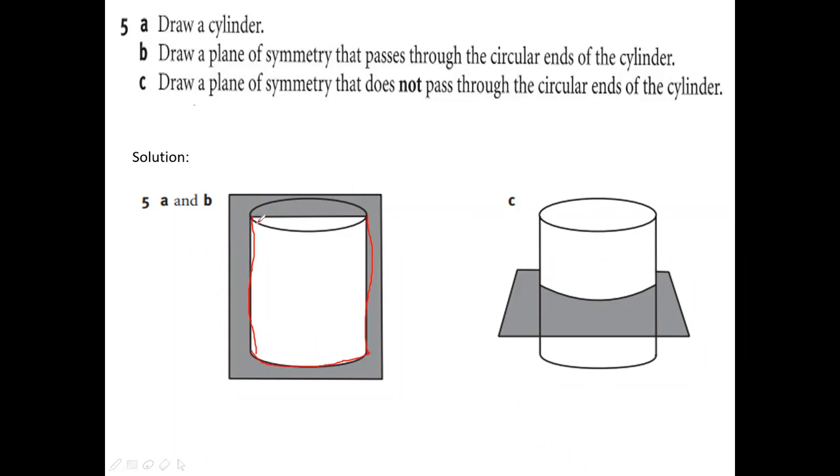Then I will join them using curved lines. Here I will join, then I will join here with a straight line. Then it is curved. This is my cylinder. Now what is he asking? Draw a cylinder. Okay, it is done. Draw a plane of symmetry that passes through the ends of the cylinder. Which are the ends here? Top and bottom, the lid and the base.